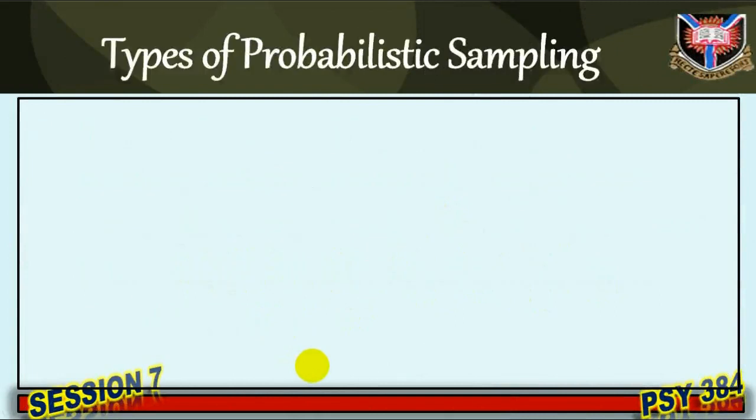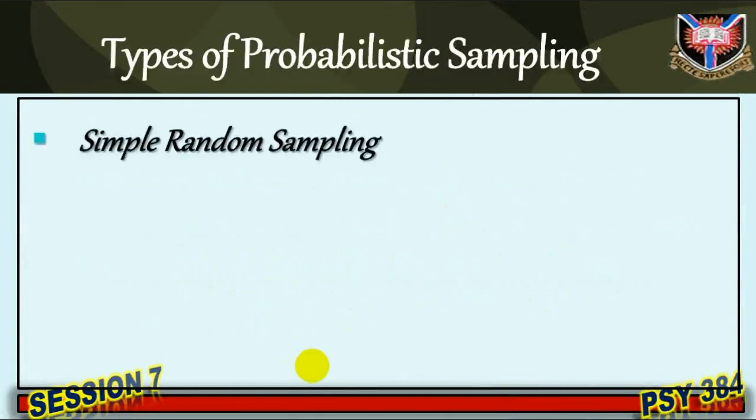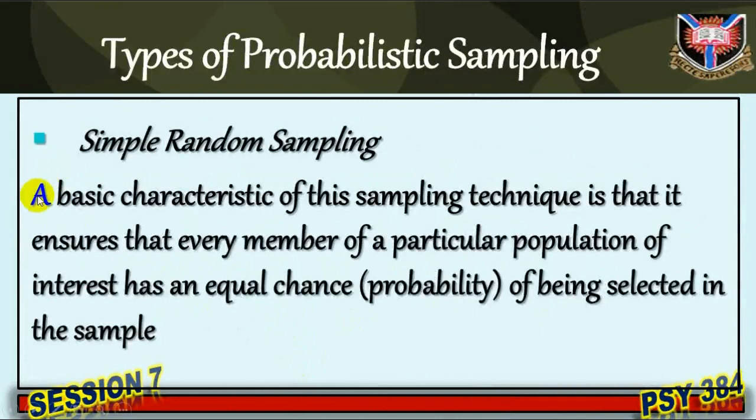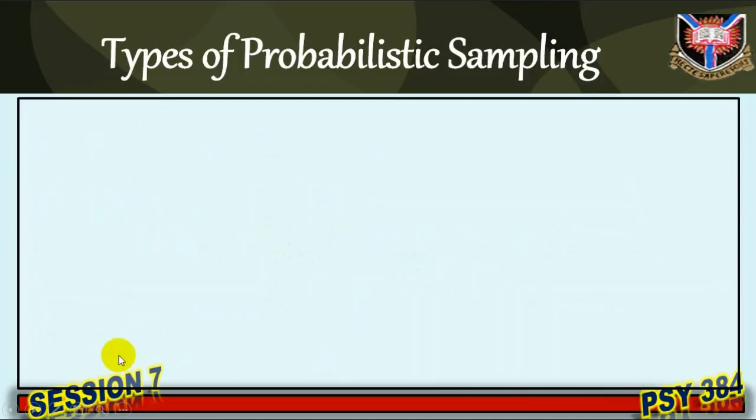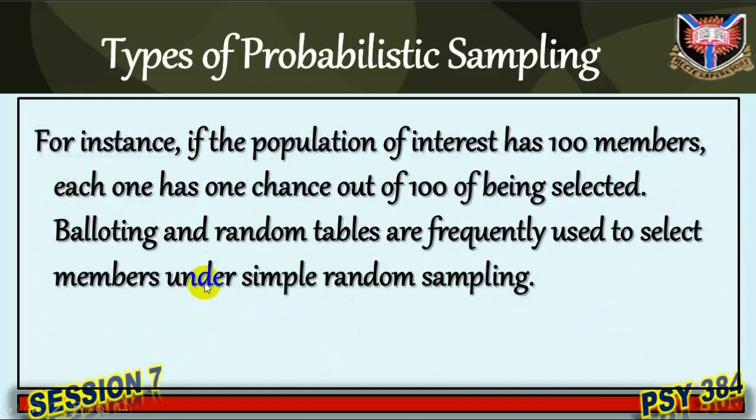Types of probabilistic sampling. Simple random sampling. A basic characteristic of this sampling technique is that it ensures that every member of a particular population of interest has an equal chance, that is, probability of being selected in the sample. For instance, if the population of interest has 100 members, each one has 1 chance out of 100 of being selected. Balloting and random tables are frequently used to select members under simple random sampling.